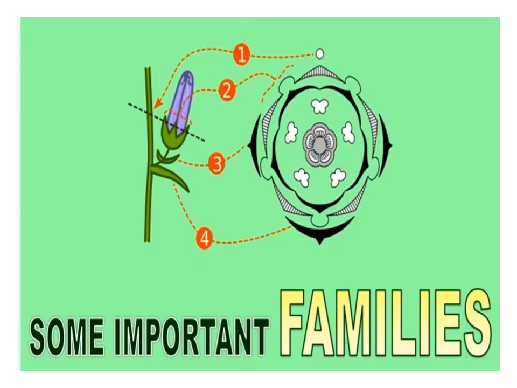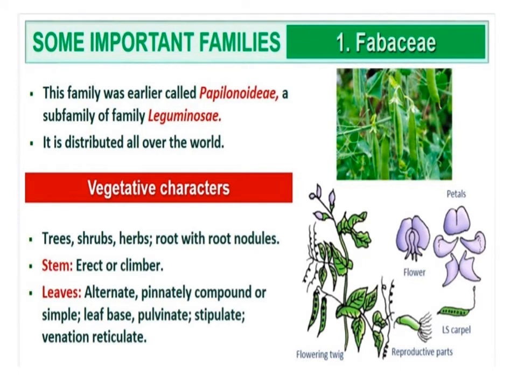Some important families. Fabaceae, the pea family. This family was earlier called Papilionaceae, a subfamily of family Leguminosae. It is distributed all over the world.